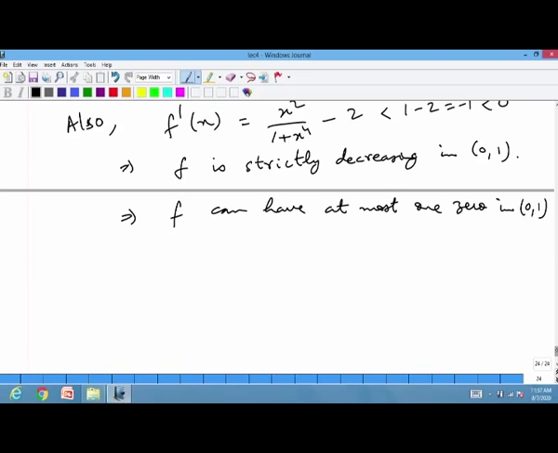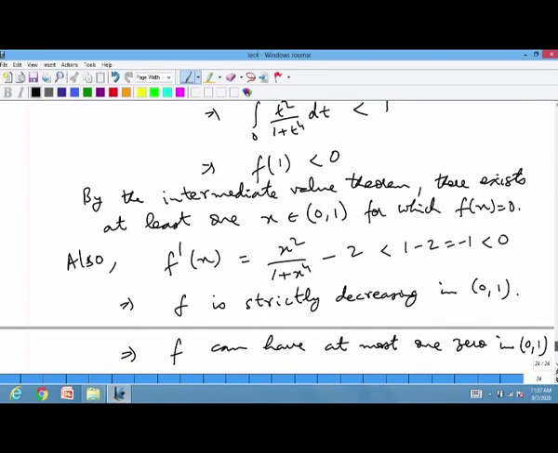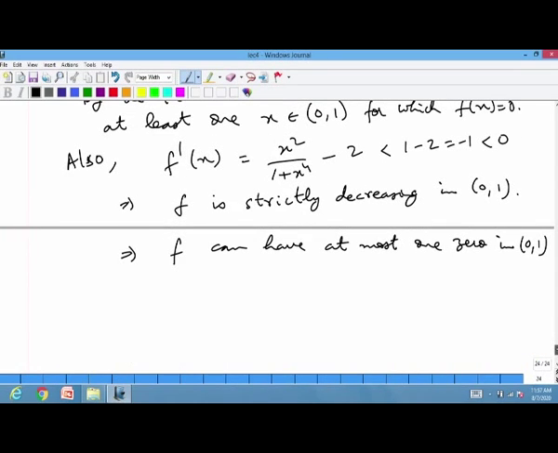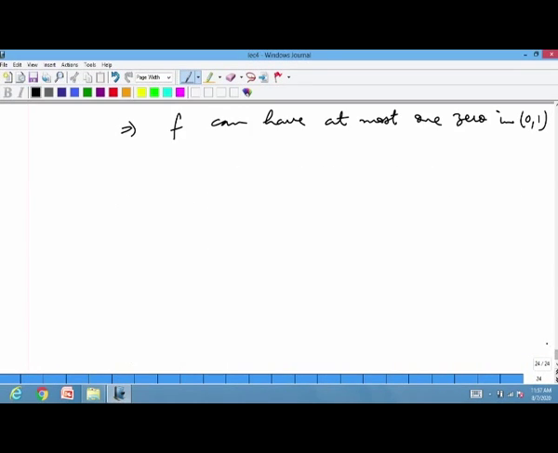So, we got that f has at least 1 zero in this interval, and this says that f has at most 1 zero. So, therefore, the number of x for which f(x) equal to 0 is 1. So, that is the answer to this problem.